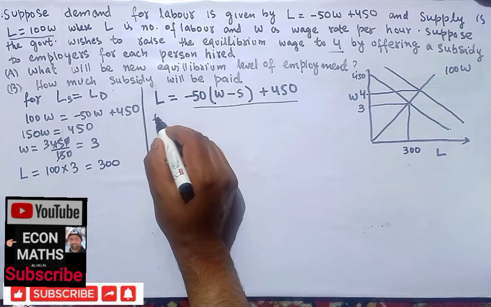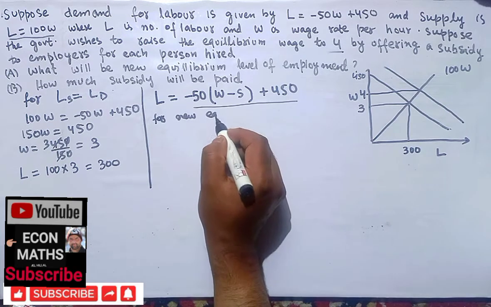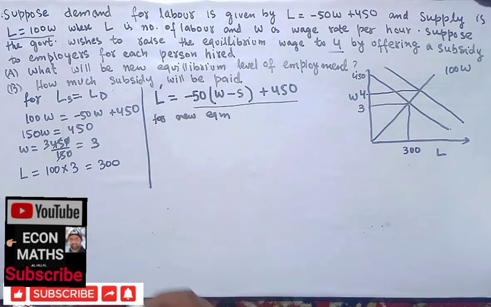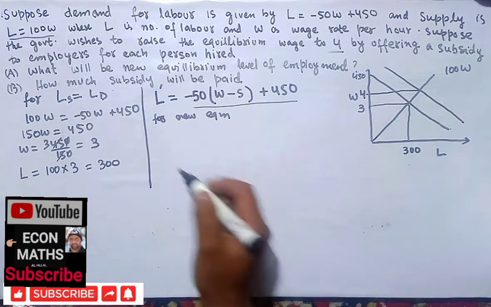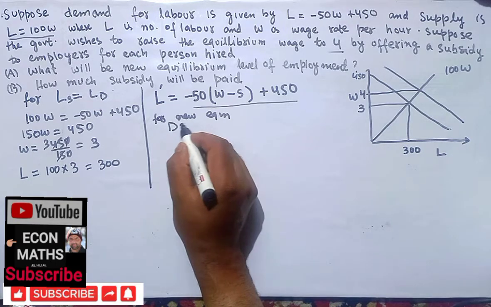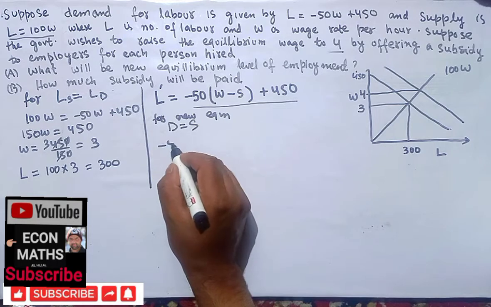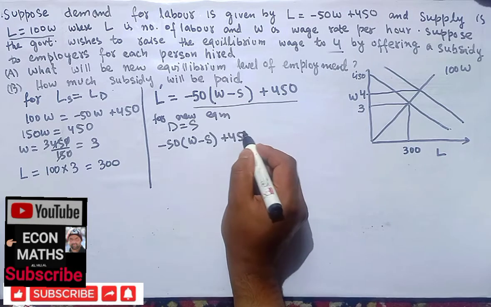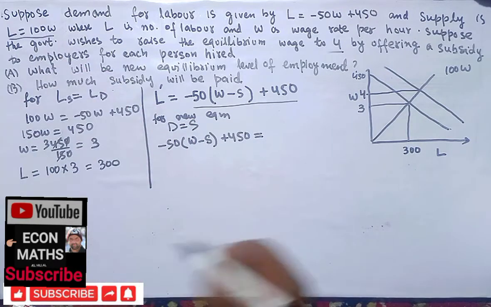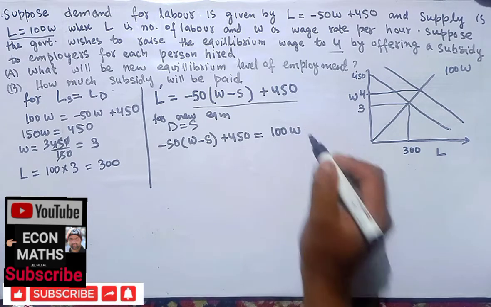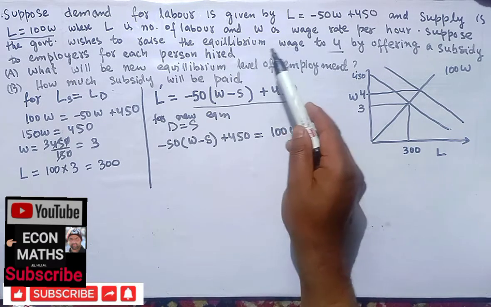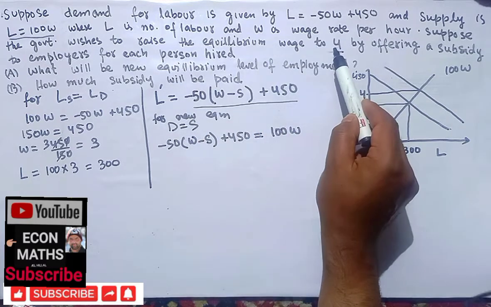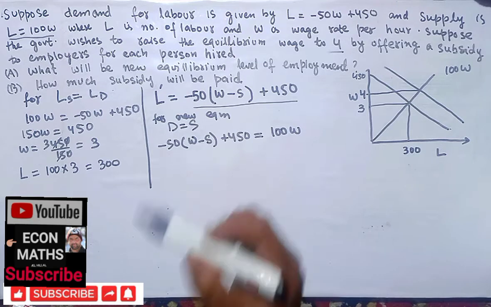So for new equilibrium, L dash is the new labor demand, and we will equate it with the labor supply, with this line. So for equilibrium, demand should be equal to supply, that means -50(W - S) + 450 should be equal to our old labor supply, that is 100W. And here it has been given that the government wants to raise the equilibrium wage to 4. That means our W is 4 here.